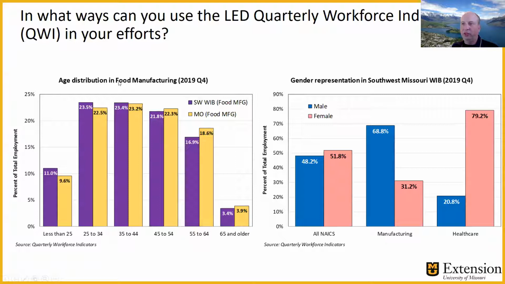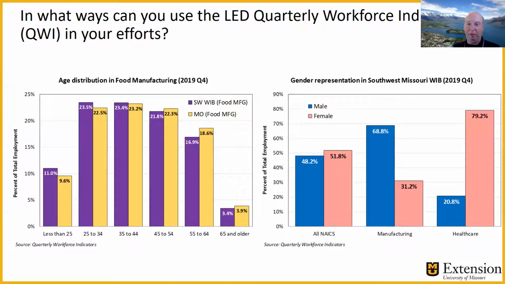The workforce, for instance, is aging. We know the workforce is aging overall, but is the workforce in your industry aging faster than the overall workforce? So if we're looking at food manufacturing in the Southwest Workforce Investment Board region of Missouri, you can see that it's about the same as the state overall. Maybe it's slightly older. You can look at gender in different industries. You can see that men dominate the manufacturing sector, women dominate the healthcare sector, which we know, but it helps us as we think about our economic development strategies.